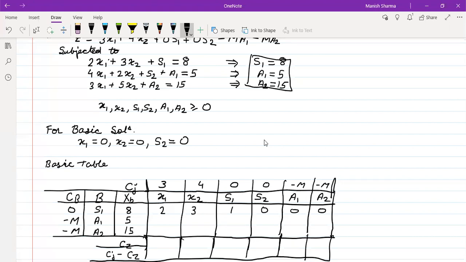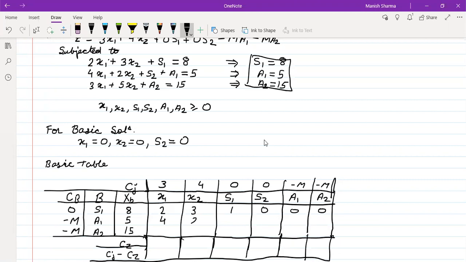A1 is given more preference. Rather than saying more preference, I'll say that we are saying that the overutilization is kept as 0. Here we are saying that there is some underutilization and that is equal to 8. But here I am saying that overutilization is kept as 0 and we are calculating the artificial variable. Okay, sir.